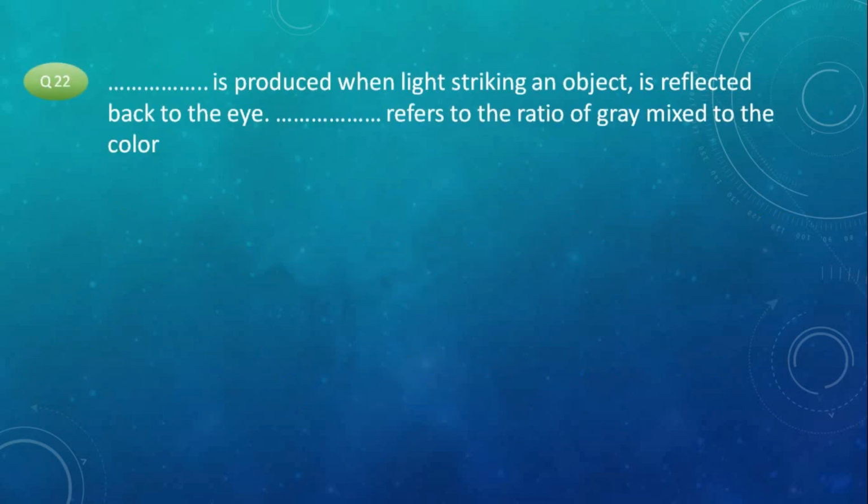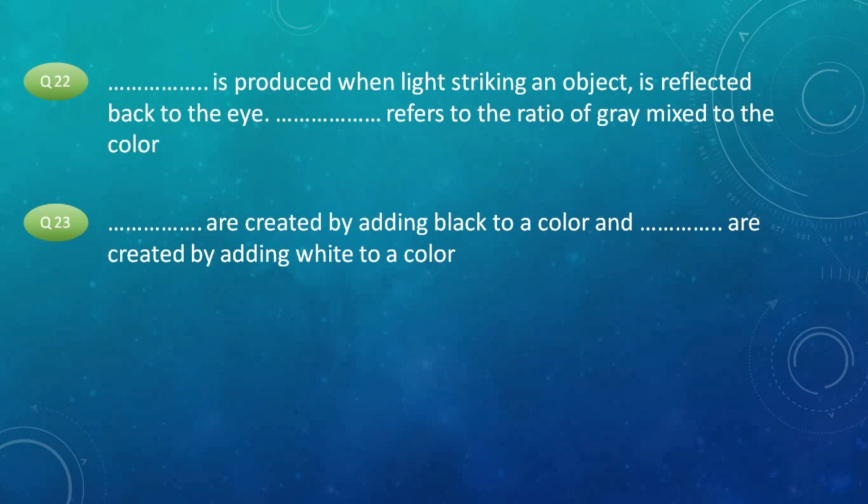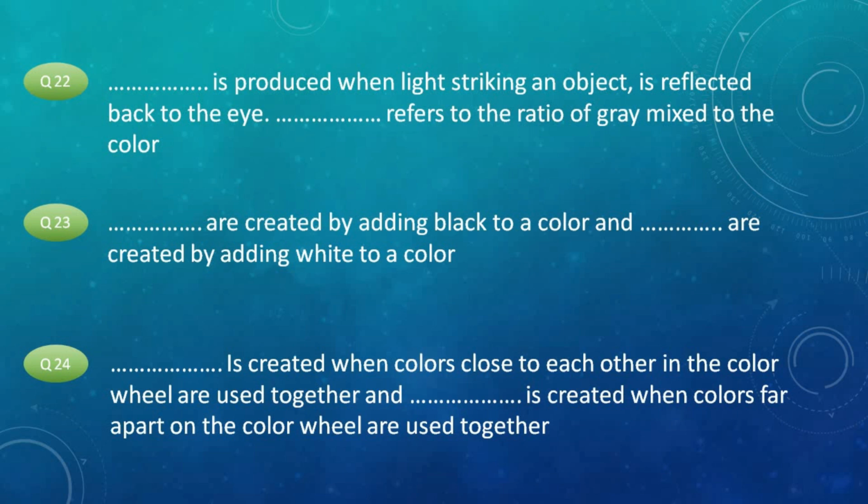Next question. Dash is produced when light striking an object is reflected back to the eye. Dash refers to the ratio of gray mixed to the color. Dash are created by adding black to a color, and dash are created by adding white to a color. Dash is created when colors close to each other in the color wheel are used together, and dash is created when colors far apart on the color wheel are used together.